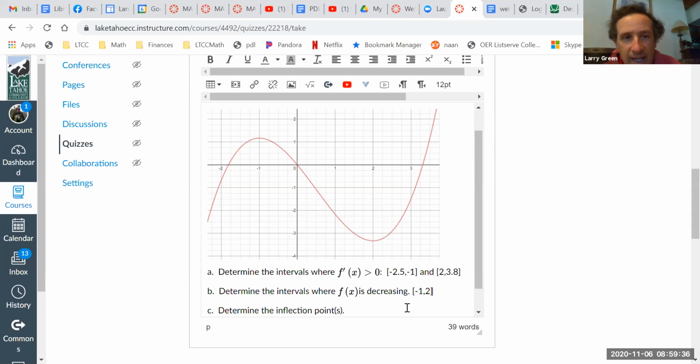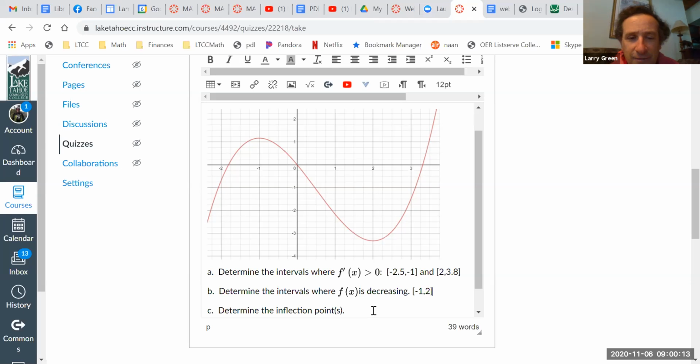Because I didn't say the word strictly, I don't think I take off points for this, but it's good for you to understand the language. If you don't say strictly, then if it's flat, it still counts. So that's why I put square brackets around all of these intervals. Whereas if I said strictly decreasing, you would put round brackets to not include negative 1 and 2. I don't think I'm going to be that picky, but it's important for me to tell you how the language works. Any questions on that?